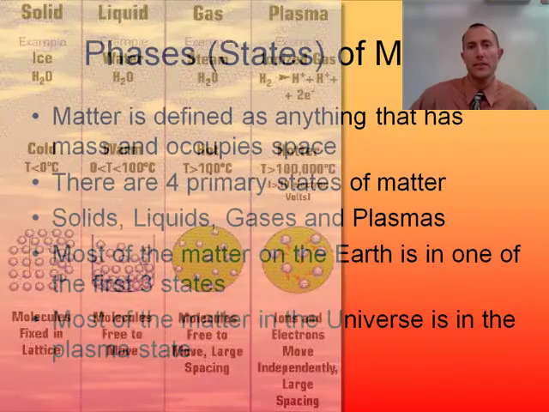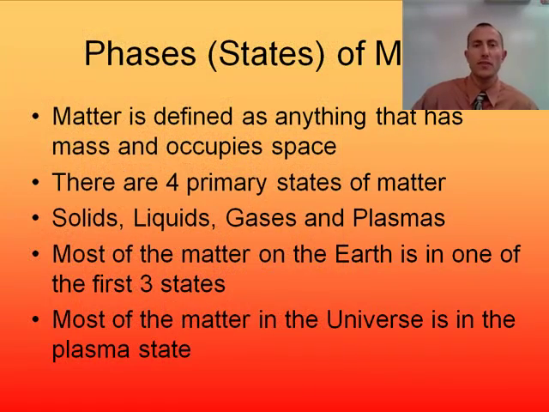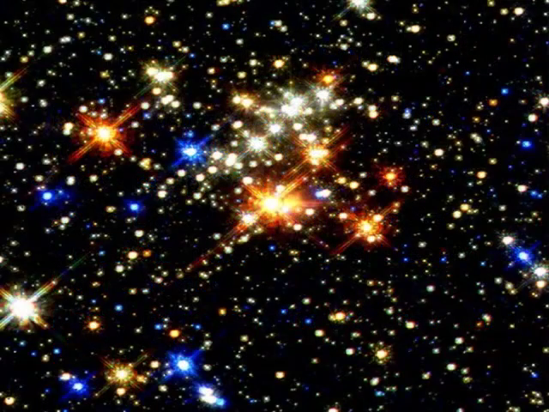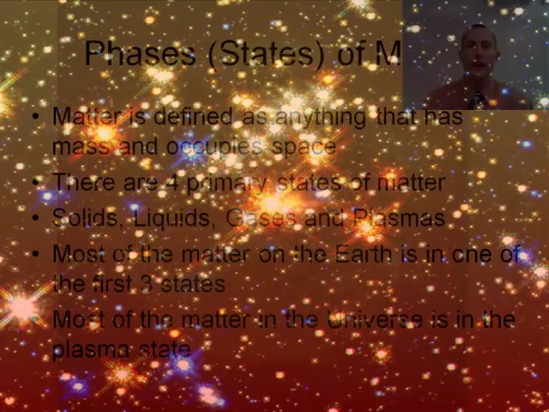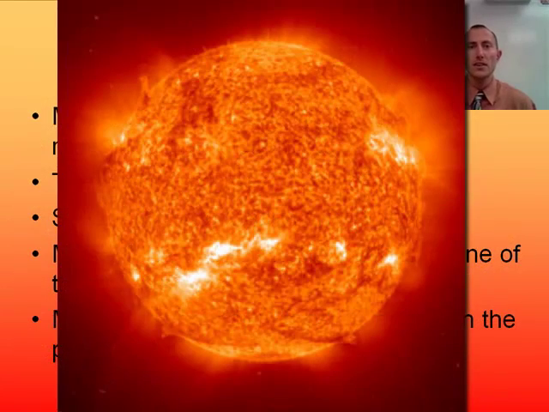And most of the matter that we find on Earth is one of the first three phases, solid, liquid, or gas. But most of the matter in the universe is actually in the plasma state. And the reason for this is that plasma is a superheated gas, and it's what actually makes up stars. And since a huge majority of the mass in the universe is in stars, then most of the mass of the universe is in the plasma state.